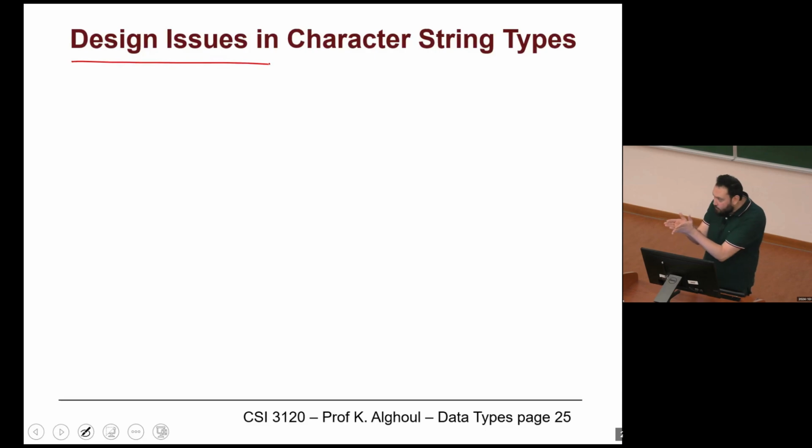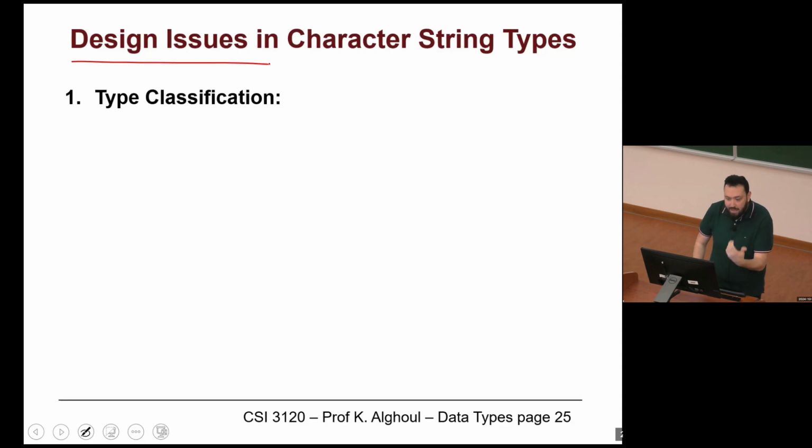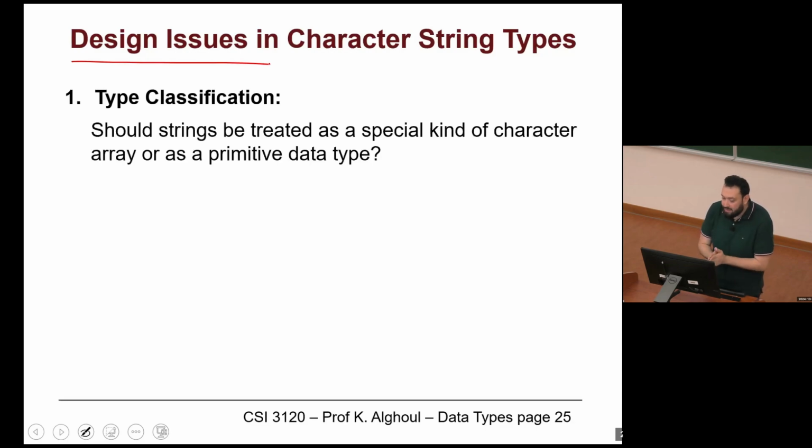Now, this thing that we're not arguing, we're discussing, whether it is primitive or non-primitive, is one of the design issues when it comes to strings. When they were writing Java, and when they were writing C, that's one of the issues: should we make this primitive or shouldn't we? They look at the advantages and disadvantages, and then they are able to choose. So if I ask you what the two design issues for the string types are, the first one is type classification, which is should a string be treated as a special kind of character array or as a primitive data type? What is the other issue that we may think about?